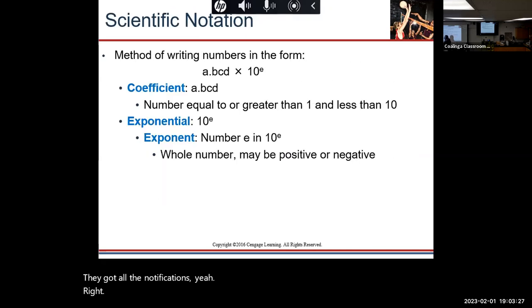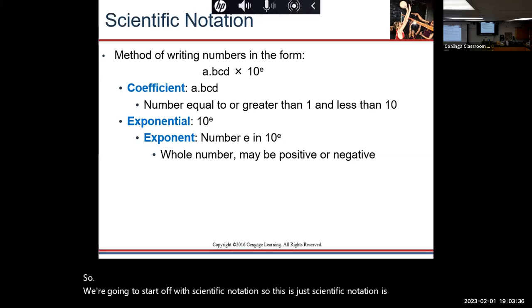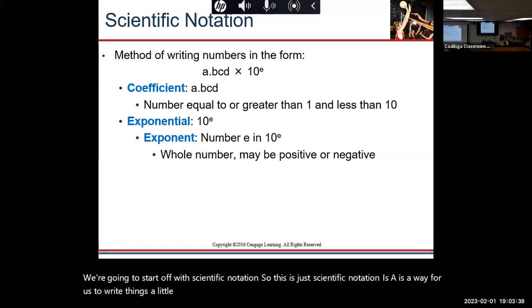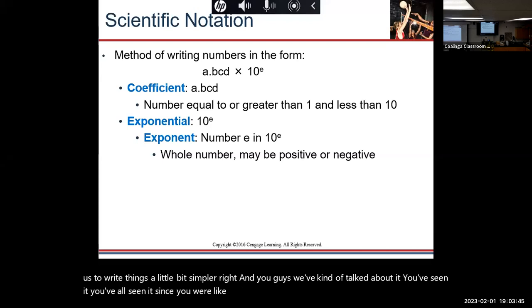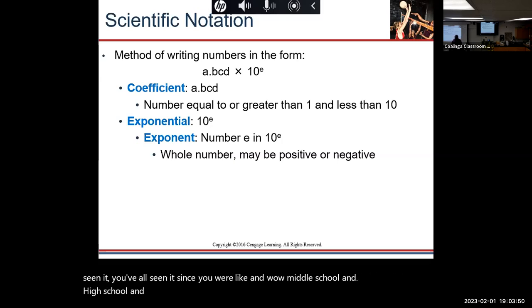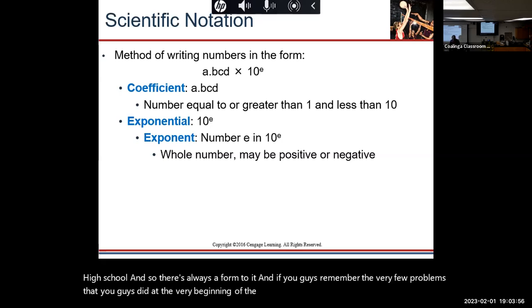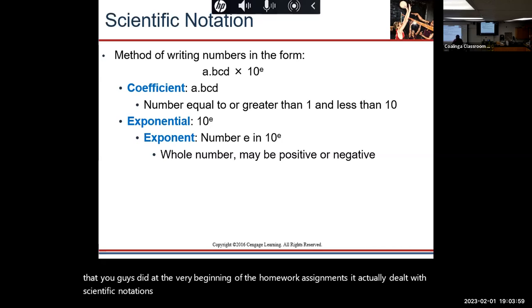Okay, so we're going to start off with scientific notation. Scientific notation is a way for us to write things a little bit simpler. We've talked about it, and we've all seen it since middle school or high school. There's always a form to it. If you remember the very few problems at the beginning of the homework assignments, they dealt with scientific notation.